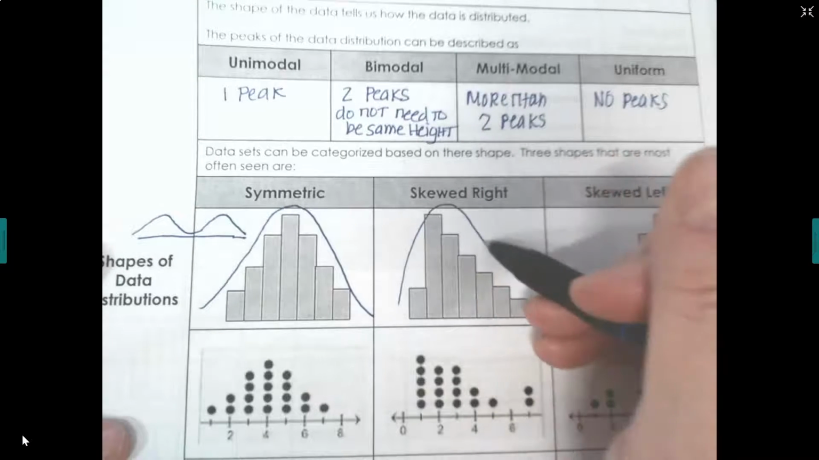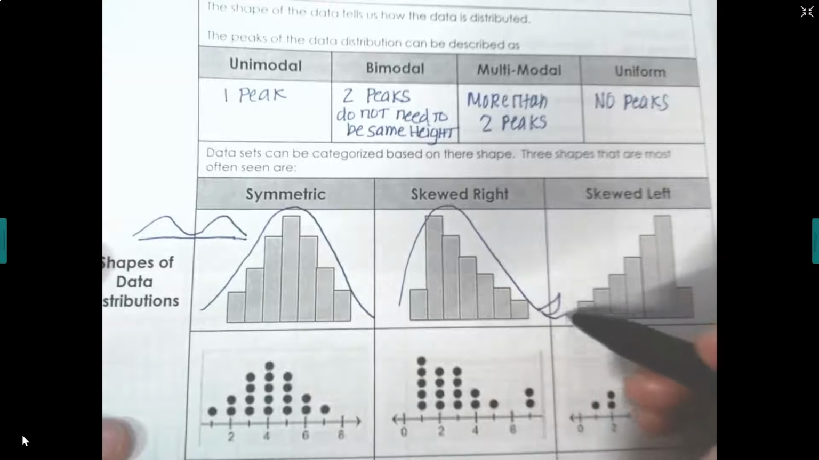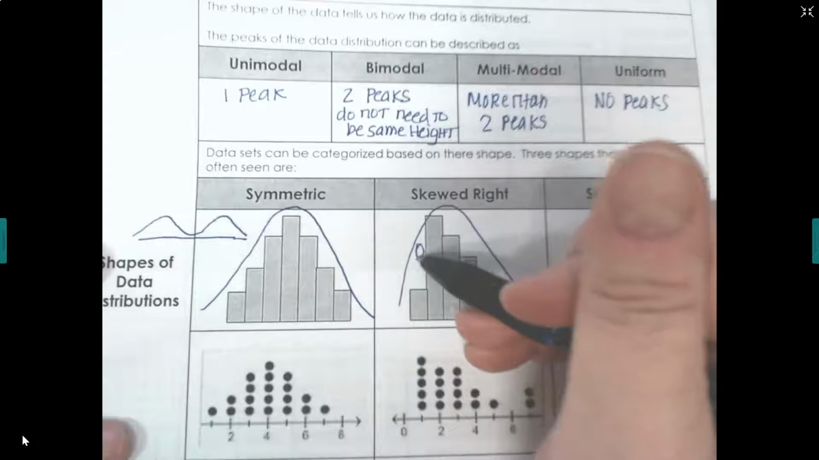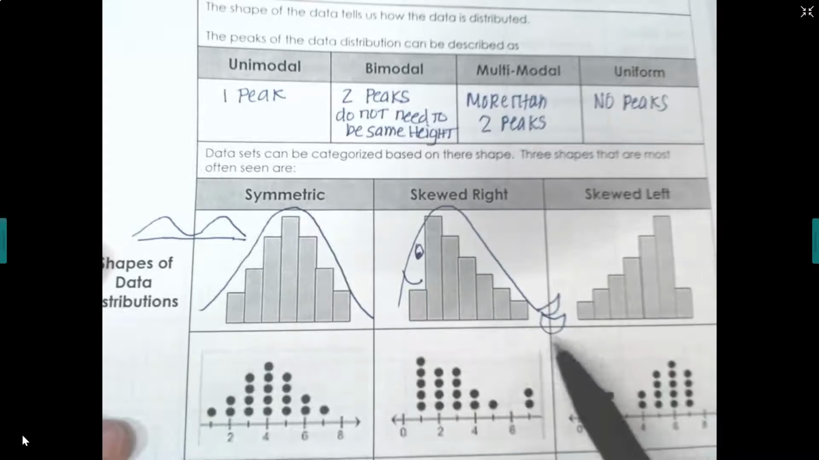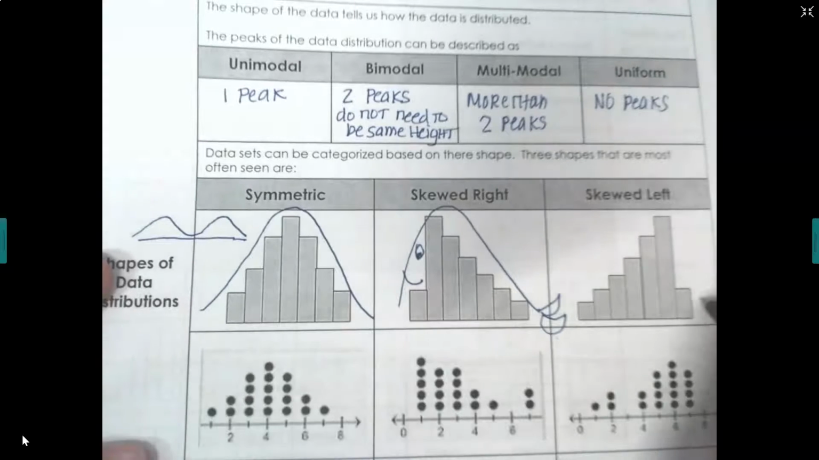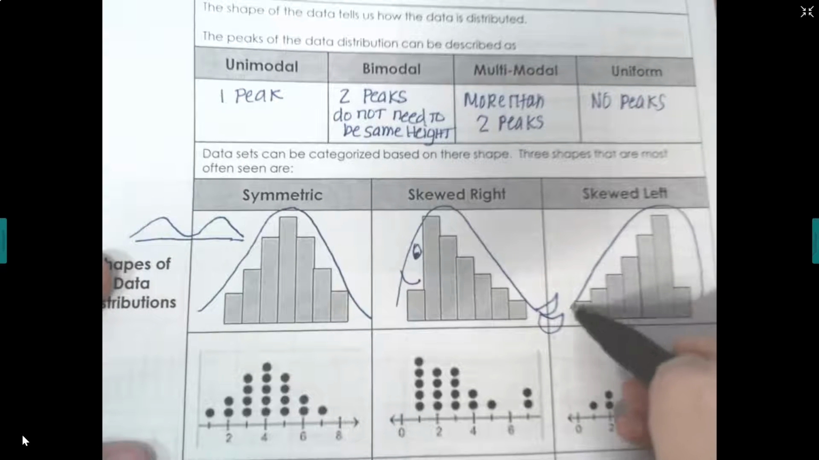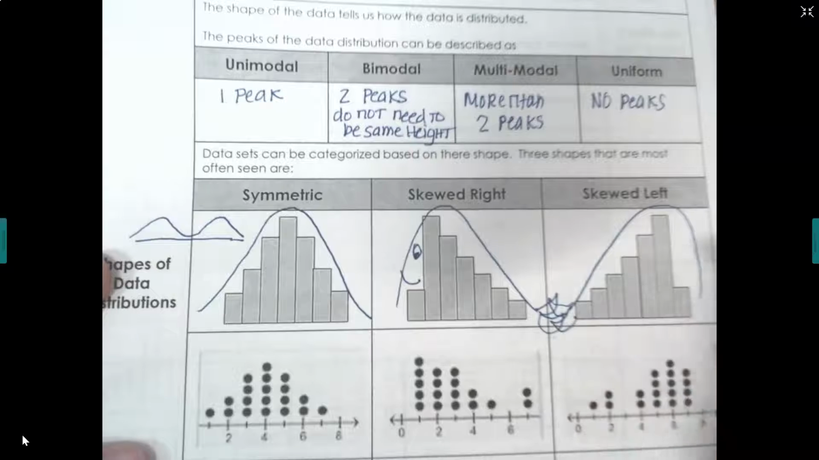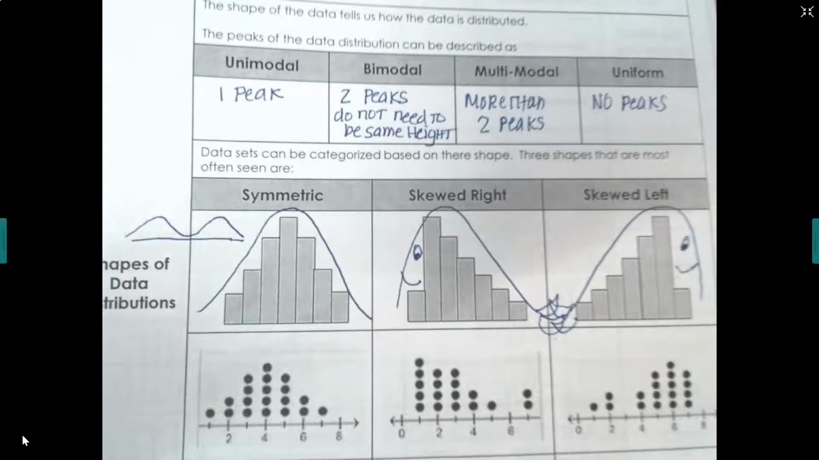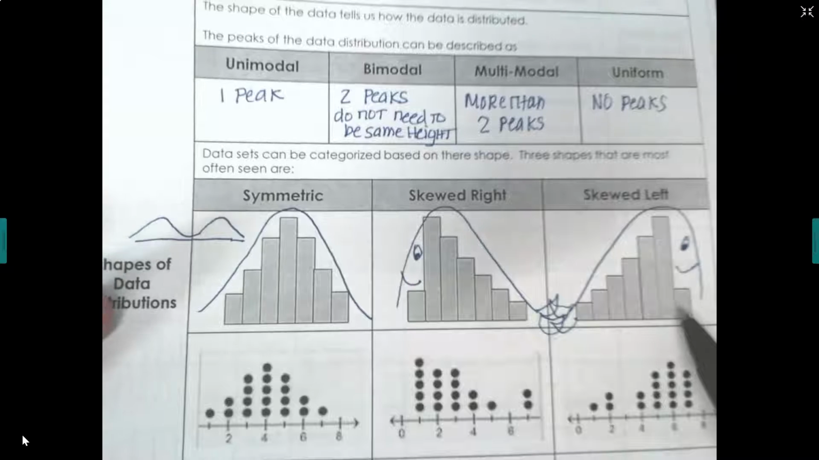Skewed right has a tail on the right. If I loosely throw a blanket over the top of this, it kind of starts to look like a whale. His tail is on the right, so we call him skewed right. And our left skew, he's got a tail on the left, so we call him a left skew. Okay, so this is our histograms.